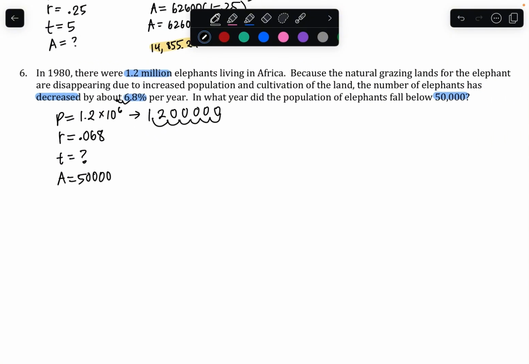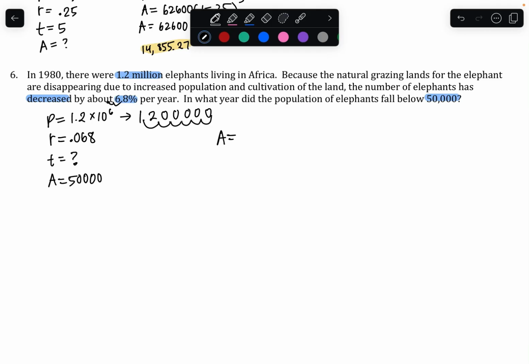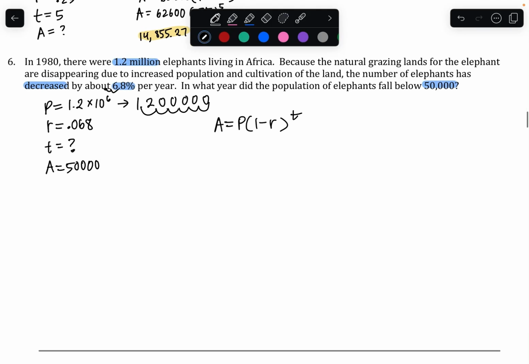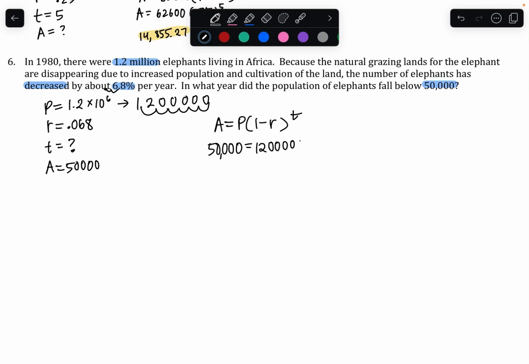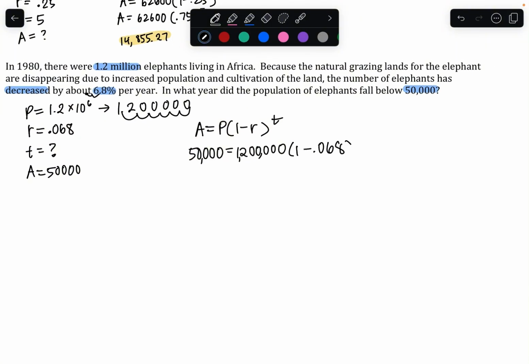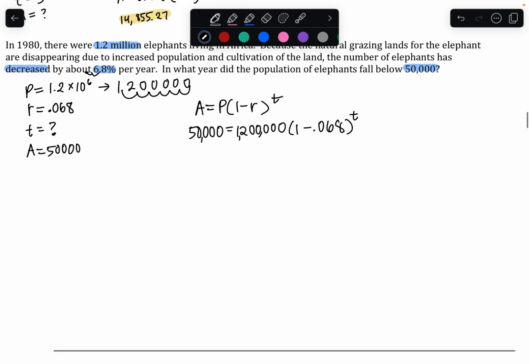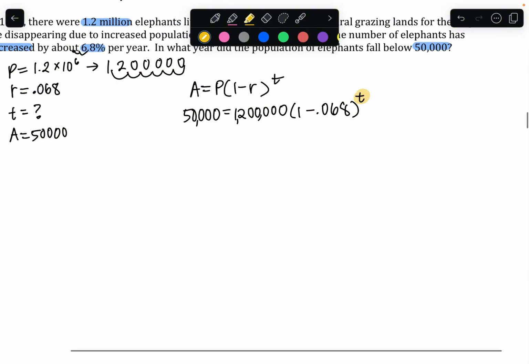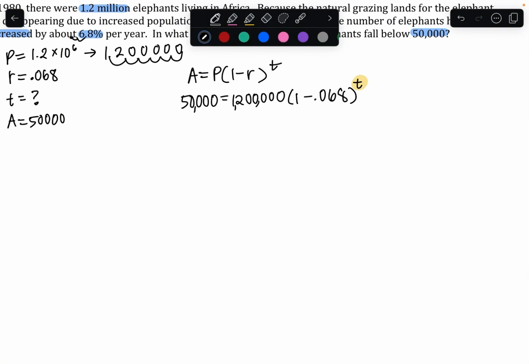Okay, and so what we're going to do is set up our formula. We know it's depreciation, so we're using the minus. And then we know our A value is 50,000. We know the P value is 1, 2 with 5 zeros. And then 1 minus 0.068 raised to the t. All right, so this time we are solving for the exponent. That screams that we're going to need log. But let's simplify things as much as possible.